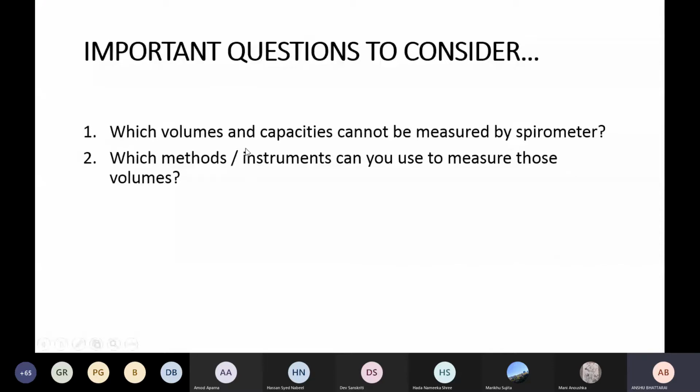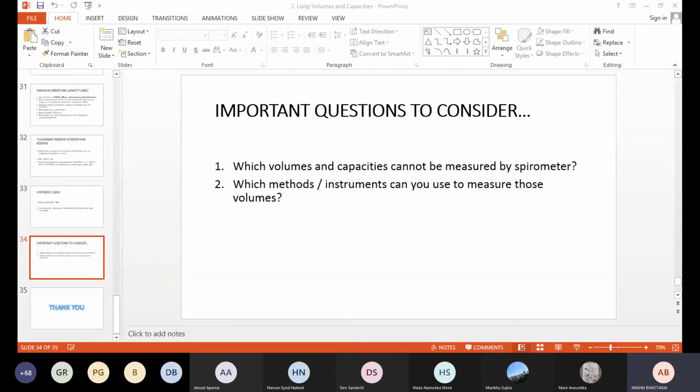And don't just write the name of the method, also write the procedure. Okay, so find out what volumes cannot be measured by spirometer and also find out what you can do to measure these volumes. So I'll give you 1 week and I hope you submit the answers by Tuesday. All of you should submit the answer by Tuesday. Okay. So this is it for the lung volumes and capacities.